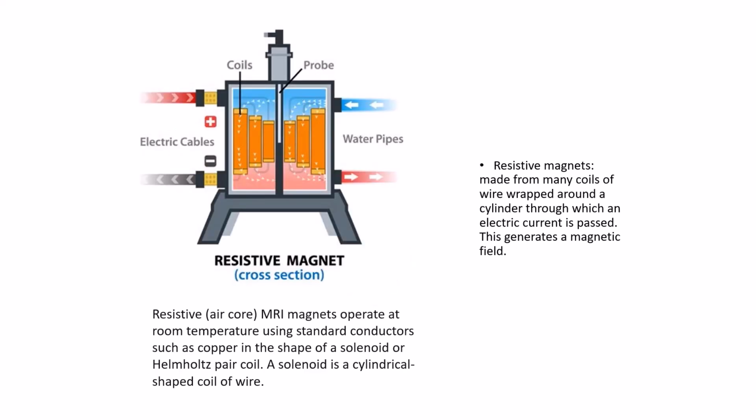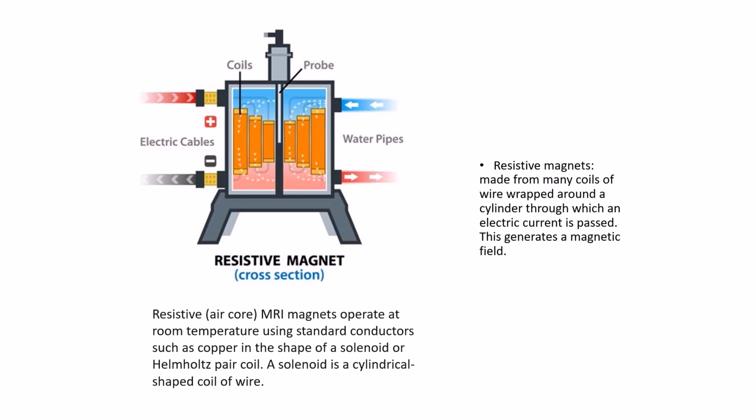A resistive magnet is made from many coils of wire that are wrapped around a cylinder through which an electric current is passed. This generates a magnetic field. Resistive or air core MRI magnets operate at room temperature using standard conductors such as copper in the shape of a solenoid or a Helmholtz pair coil. A solenoid is a cylindrical shaped coil of wire.